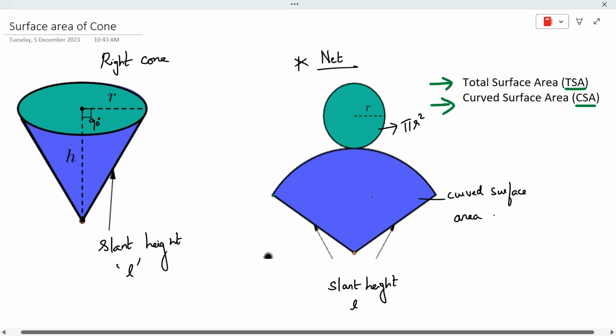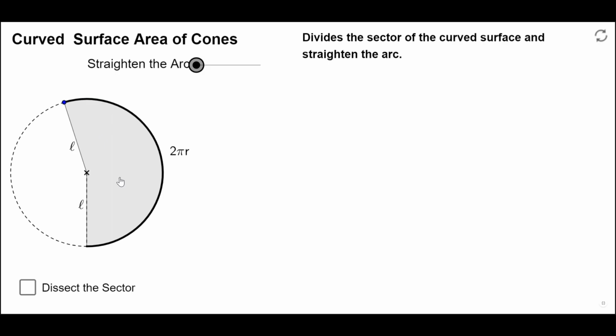So let us take this blue shaded part separately. Consider the shaded part as a blue face. Now I have to determine the area for this. We know that the right cone with the base as a circle has been opened along the slant height. So this arc is nothing but the circumference of a circle, which is 2 pi r. Now I am just removing that layer and straightening it.